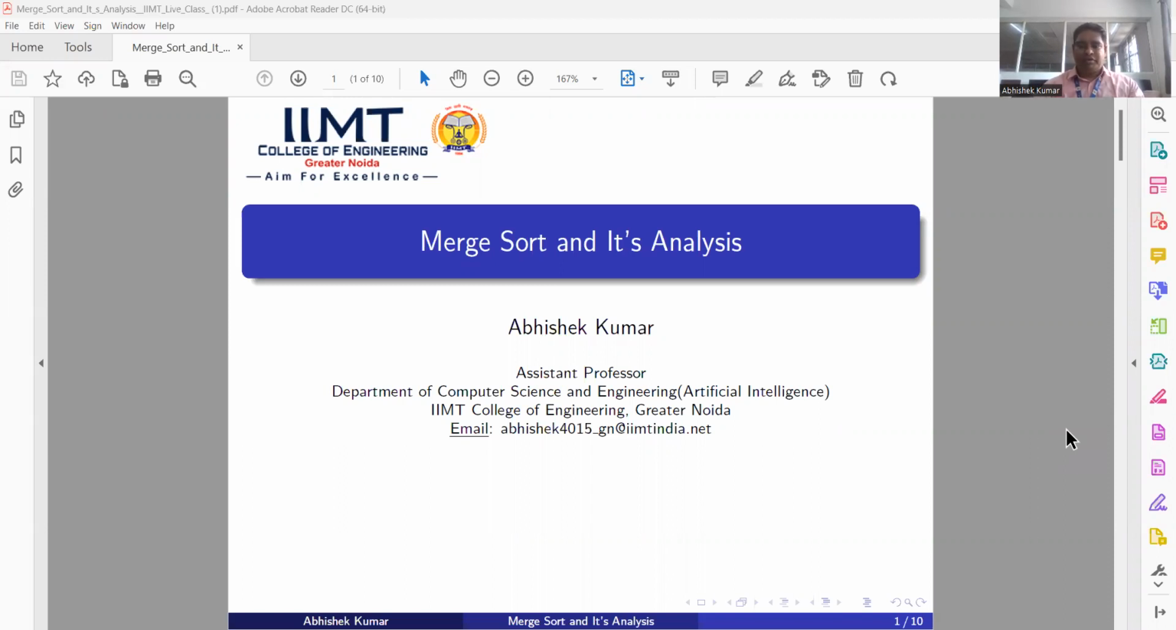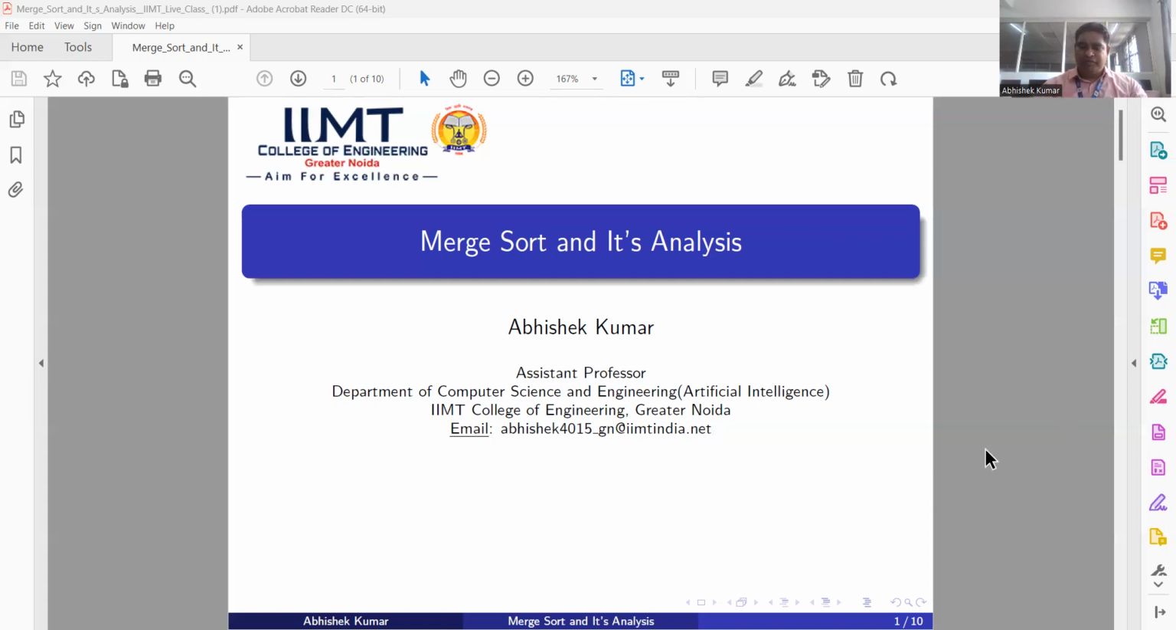I am working as assistant professor in Department of Computer Science and Engineering, Artificial Intelligence in IIMT College of Engineering, Greater Noida. Today, I want to present one important topic of data structure and algorithm, that is merge sort. So today we will discuss about the merge sort and its analysis.